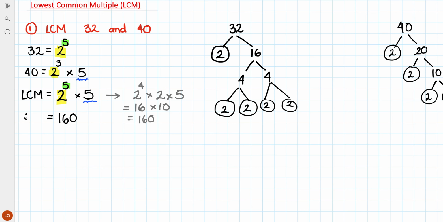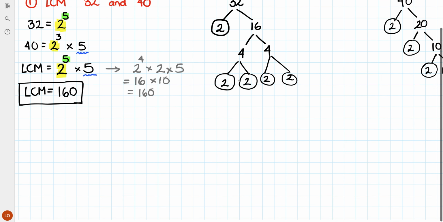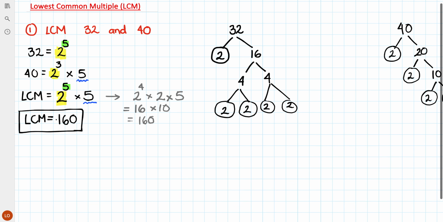The lowest common multiple between those two numbers, that's the answer. Now, what I wanted to show you is that if I do the tree of 160, let's do it. The tree, like we just did here. This tree, we are saying that it is going to have, as the name says, the lowest common multiple.